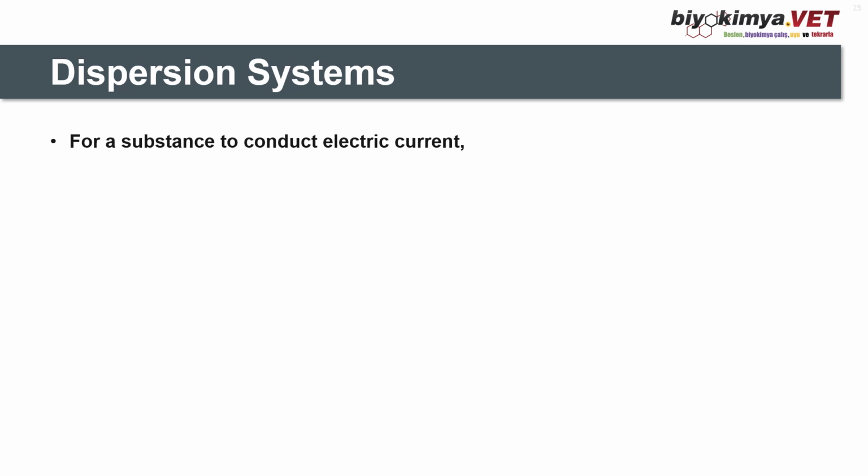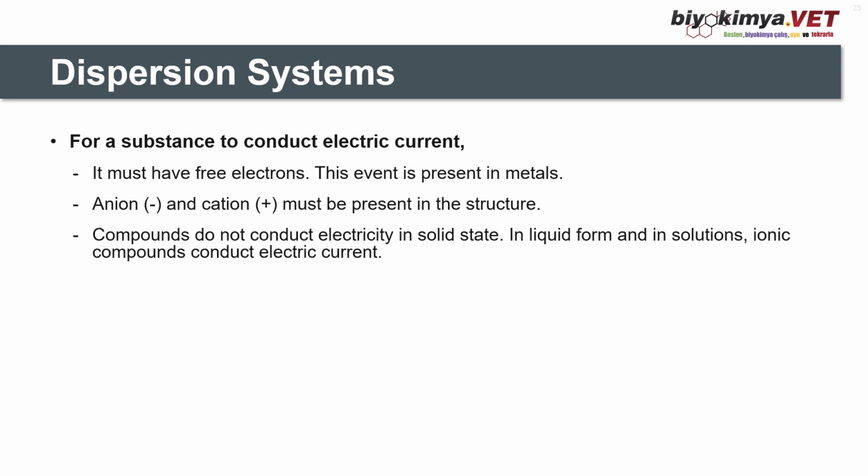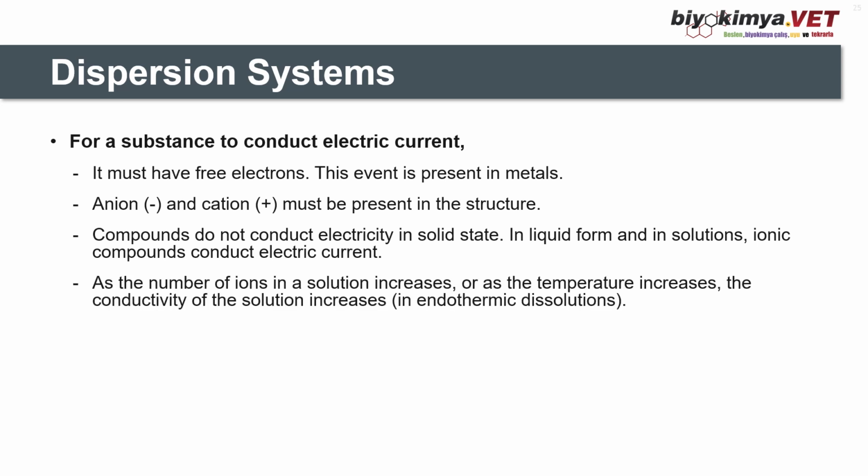For a substance to conduct electric current, it must have free electrons. This event is present in metals too, but in a different manner. Anions and cations must be present in this structure. Compounds do not conduct electricity in solid state. Think about sodium chloride as a solid. It does not conduct electric current. But in liquid form and in solutions, ionic compounds, or ionic solutions, conduct electric current. As the number of ions in a solution increases, or as the temperature increases, the conductivity of the solution increases.